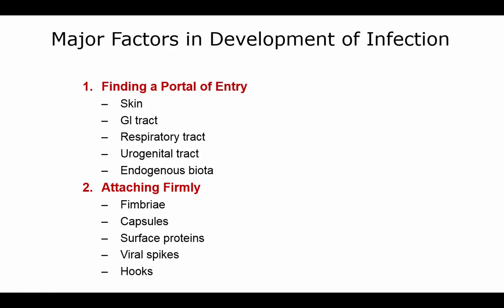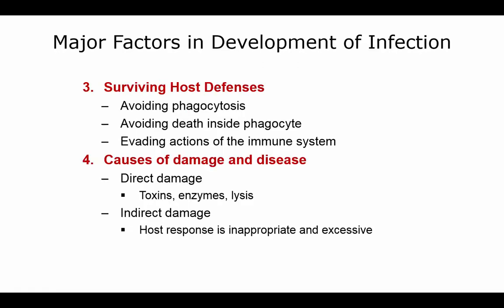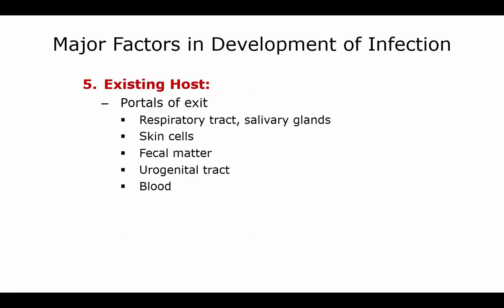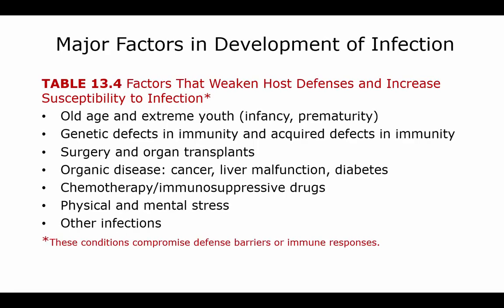So step 1 is it's got to find a portal of entry. So that microbe has got to get either into your body or into other systems where it can actually cause infection. Once it's gotten into that area, it's going to have to attach firmly because your body's going to try to flush it out, so it's got to find a way to stay attached. Then it's got to survive whatever you throw at it, so it's going to survive the host defenses. It's finally then going to cause damage and disease, and then when it's finished with you, it will simply exit.